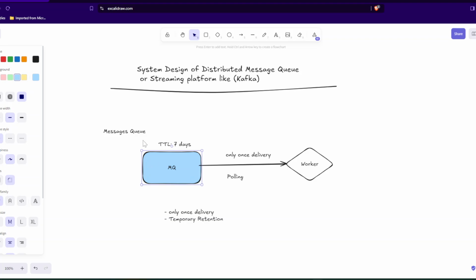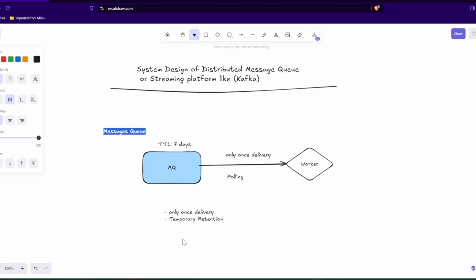So that is a very basic difference between a database and a queue. For those who are seeing this video with a base understanding of queuing for the first time, that is a very basic difference between a queue and a database: a message queue only holds the particular data for a temporary time.